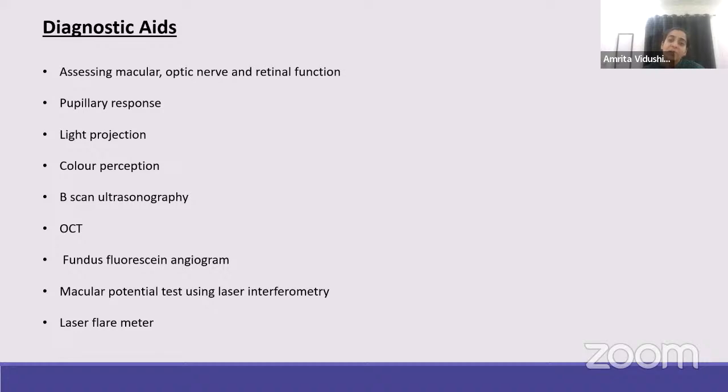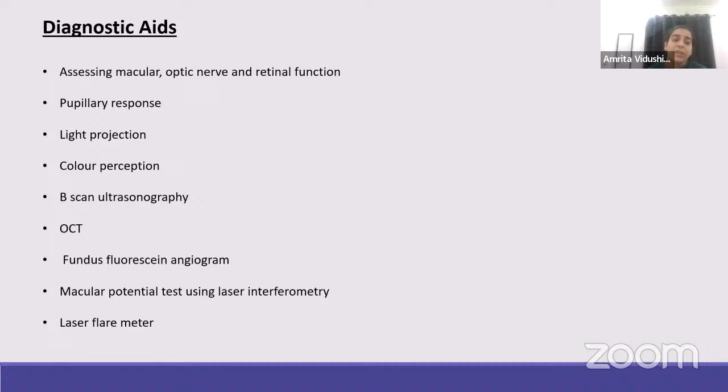The diagnostic workup is like a routine cataract surgery, but we have to be a step up from whatever diagnosis we are doing for a routine surgery. So in such cases, we have to assess the macular, optic nerve, and the retinal function separately. We have to look at the pupillary response, giving us a guide about the dilatation. And if we can, in person, try to check the light projection rays.